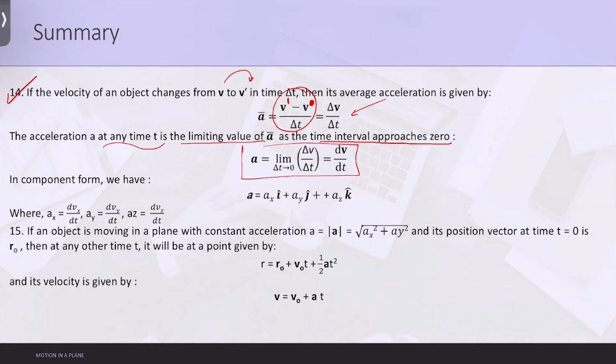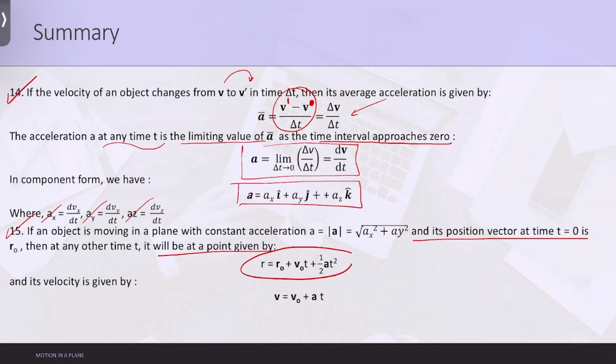In component form, how can we write it? We can write it as a is equal to ax i cap plus ay j cap plus az k cap, where ax is dvx by dt, ay is dvy by dt, and az is dvz by dt. Now, if an object is moving in a plane with constant acceleration, that is mod a is equal to under root of ax square plus ay square, then its position vector at time t equal to 0 is r0. Then at any time t, it will be at a point. How can we write it?